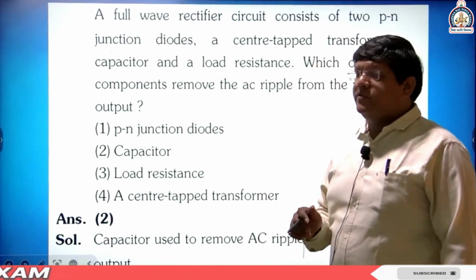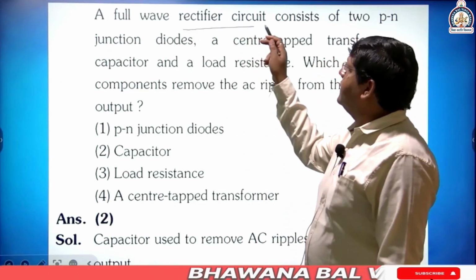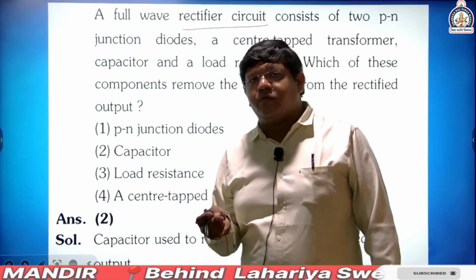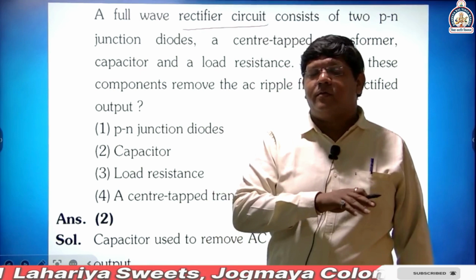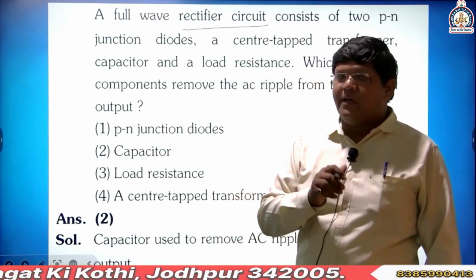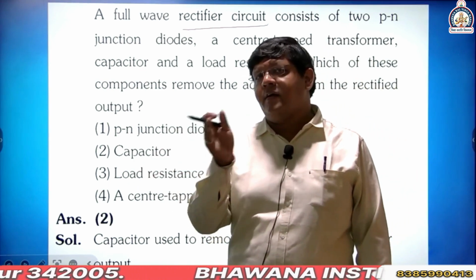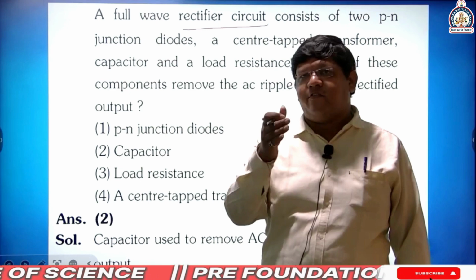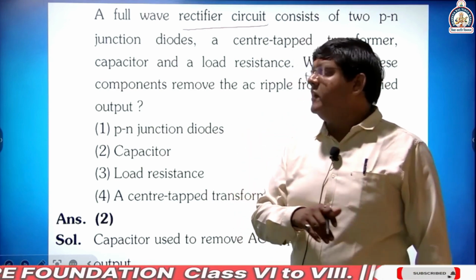Now, the next question is regarding the rectifier circuit. We are provided with a full wave rectifier. We know a rectifier is a circuit used for converting AC to DC, and for rectification we use diodes. There are two types of rectifier, half wave and full wave. Full wave rectifier means full input and full output, and half wave means full input but the output is half.